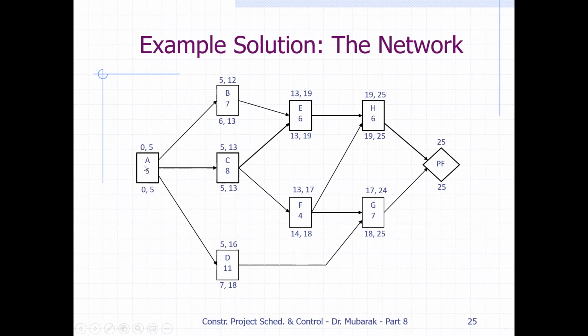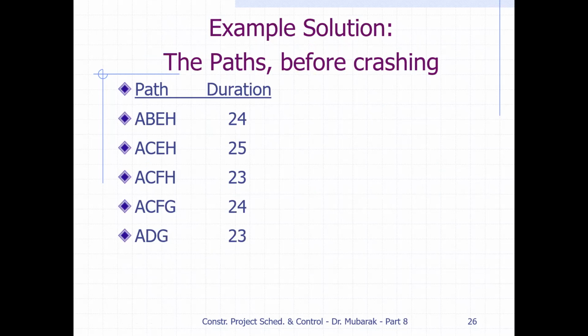The other path is A, C, E, H. Another path is A, C, F, H. Another path is A, C, F, G, and project finish. Another path is A, D, G. So these paths are shown here, these 5 paths without any crashing.